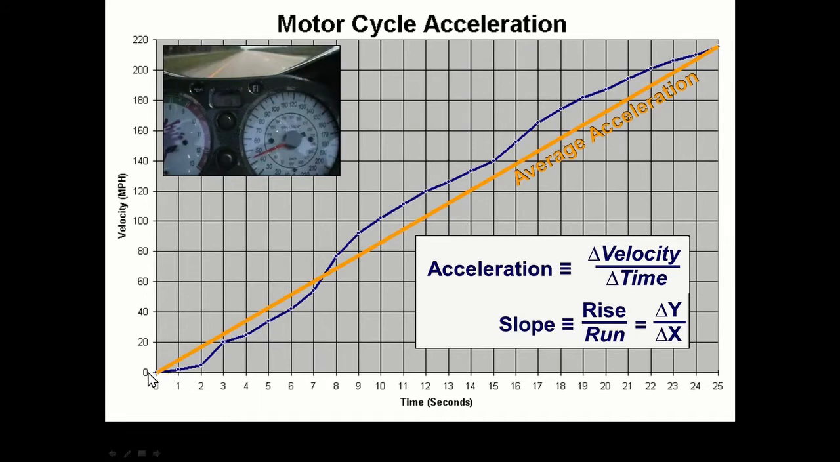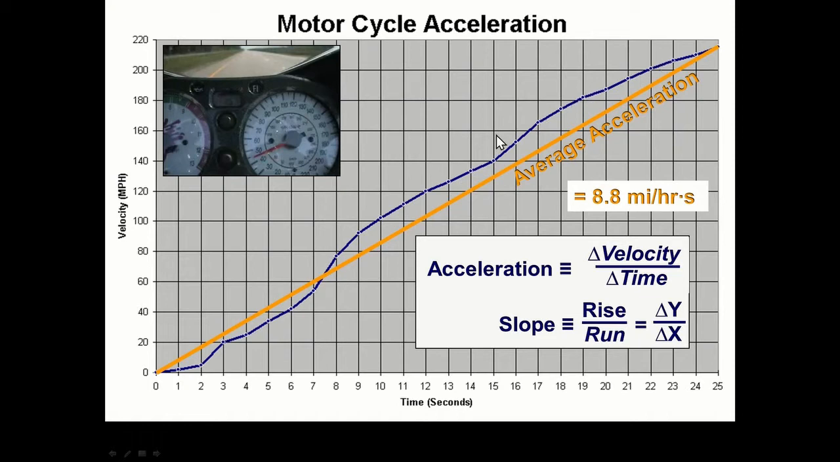And if I were to find the slope between the starting point at 0, 0 and the ending point at 25 seconds and 220 miles per hour, the average acceleration would be 8.8 miles per hour seconds, or miles per hour per second. Algebraically, it's the same thing. Now, the acceleration of the motorcycle was not uniform. We see here this blue line had a steep slope, so it had a large acceleration there, and through here the slope was not very steep, so it had a lot less acceleration.